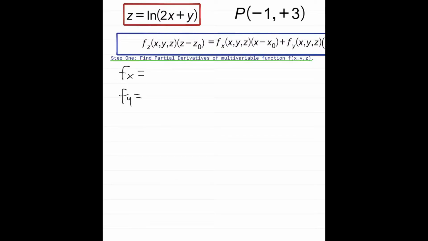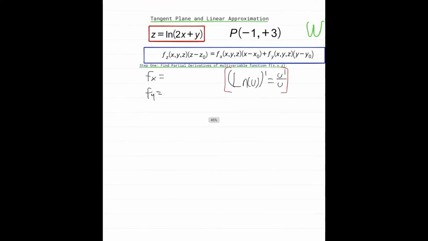Well, understanding that it's a natural log, we have to recall from Cal 1. And if you don't know this, I have a video on how to take any type of derivative, but this is a natural log derivative. So we know that the derivative of the natural log of u is equal to u prime over u. Whatever our u is, take the derivative and divide it by the original function u. So now, this is the equation we're going to use.